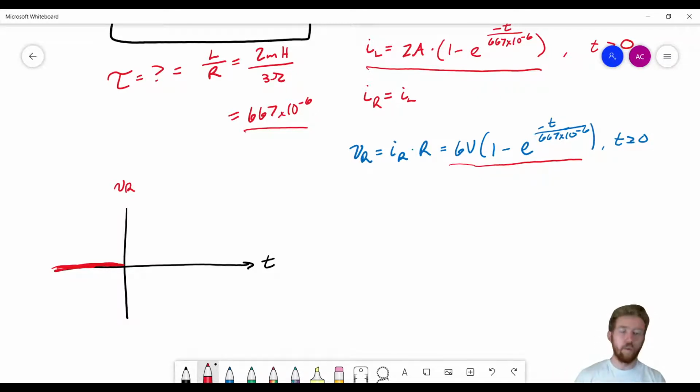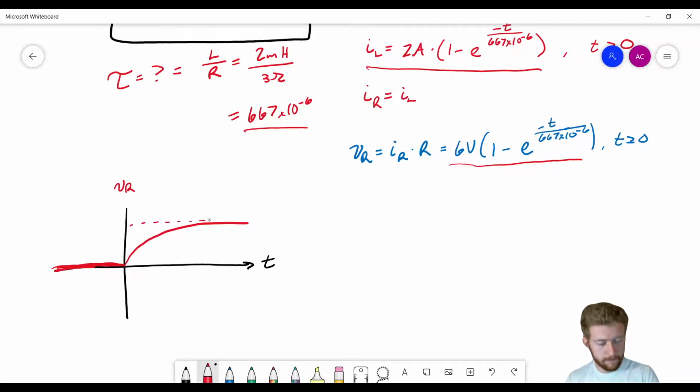So whenever you have that 1 minus e, that's going to be the slow ramp up. If it's just e to the negative something, then that's going to be a spike, then come down. The e to the negative something means it's exponentially decreasing. 1 minus e to the negative something is going to be that ramp up that we've seen before. So we know that the voltage is going to look something like this, right?